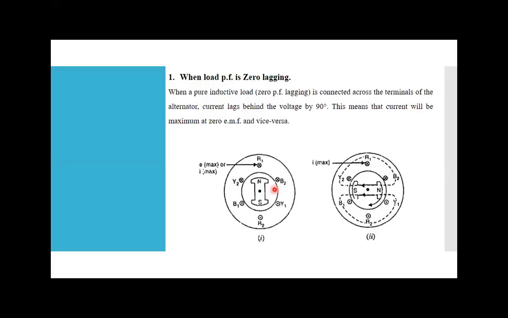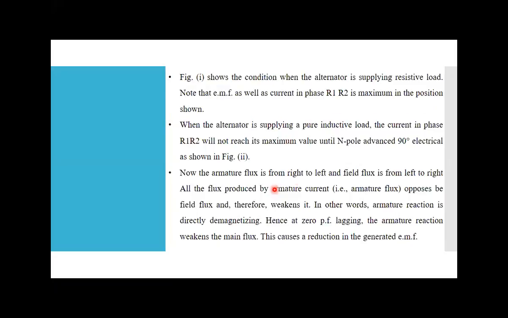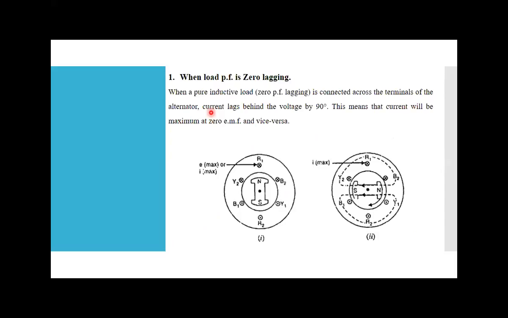First case we are not showing here, where my alternator is at no load. Now assume that my alternator is already on load and that load is resistive in nature. So when my voltage is maximum, at the same time my current is also maximum, because my load is resistive. But now I am adding the inductive load, then what will happen? Note that the EMF as well as current in phases R1 and R2 is maximum in the position shown, because my N is in front of R1 and my S is in front of R2.